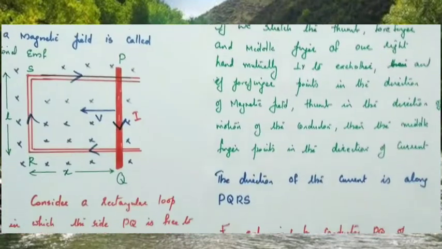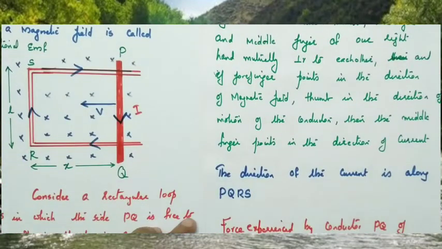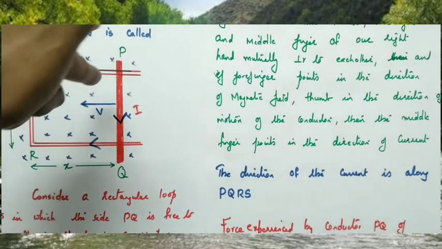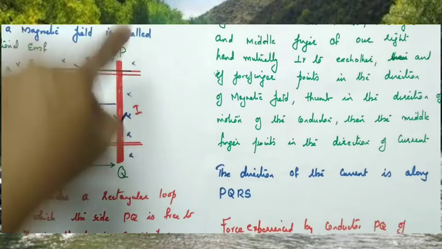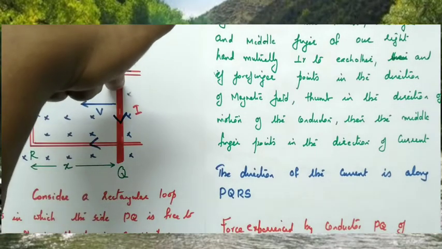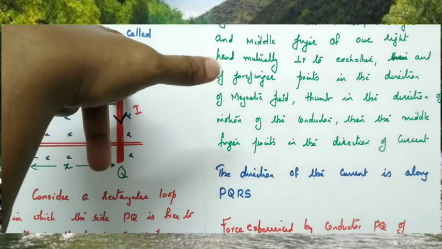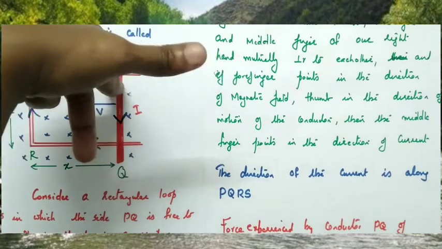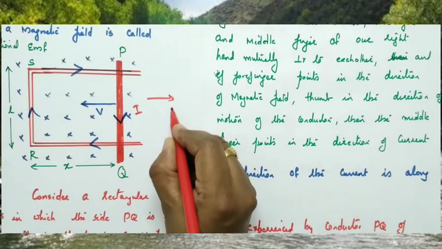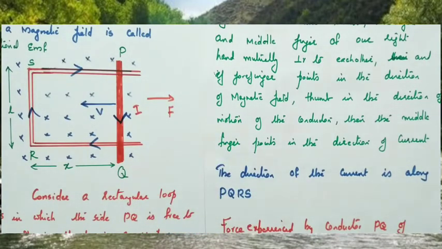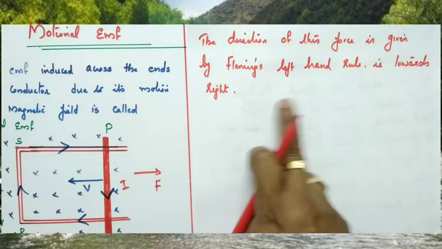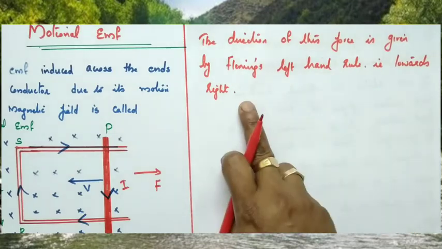The direction of force is given by Fleming's left hand rule. What is the direction of magnetic field? Into the plane. What is the direction of current through the conductor PQ? Downward. So the magnetic field is into the plane and the current is downward. What will be the direction of force? So this is the direction of the force experienced by the conductor, and it is towards right.